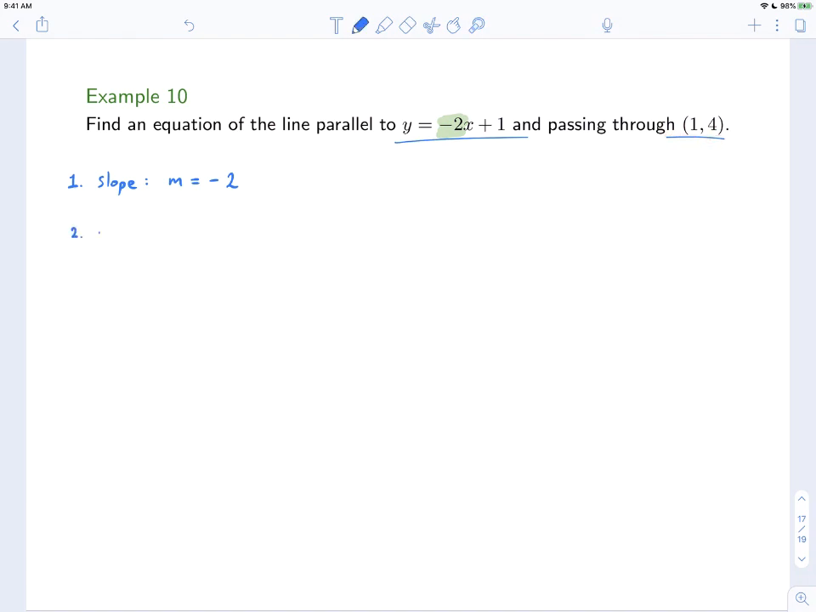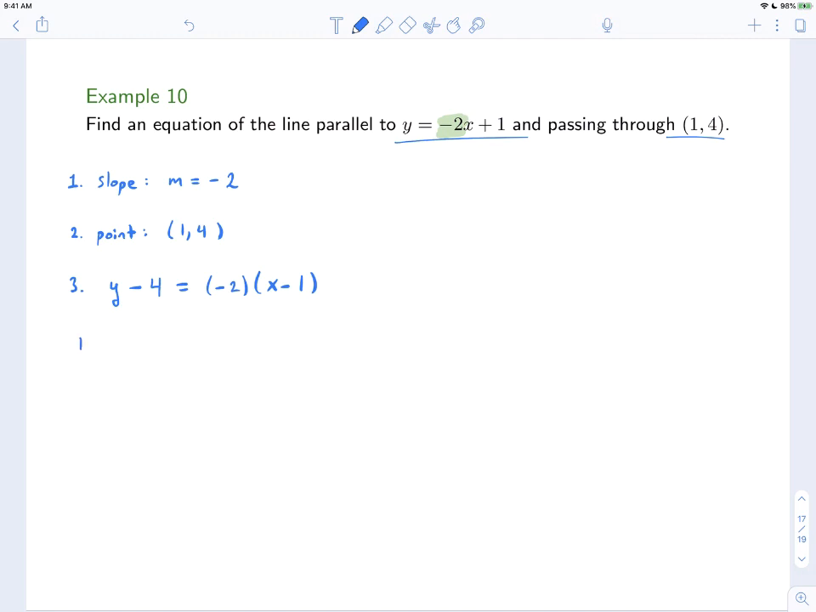We also have a point that it's passing through, 1, 4. So that gives us step 2, point. Our point is 1, 4. So now we can write the equation of the line in point-slope form. So y minus the y-coordinate is equal to the slope times x minus the x-coordinate. Now really we could leave our answer here. It just says find an equation. Find an equation, and we've done that. So this would be an acceptable answer.